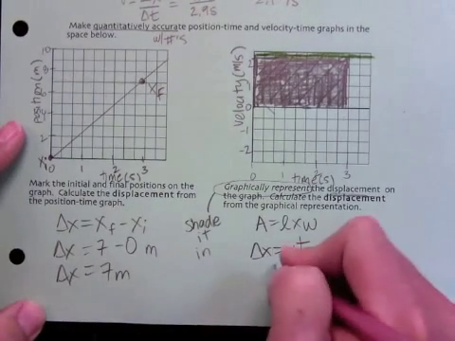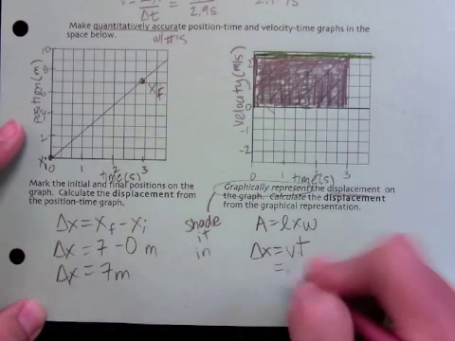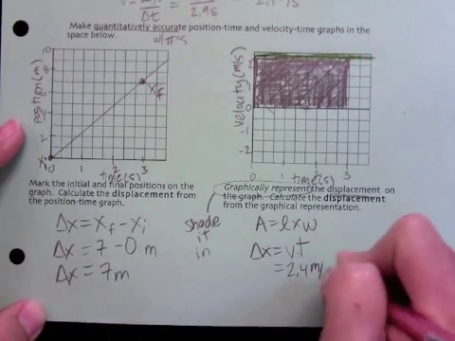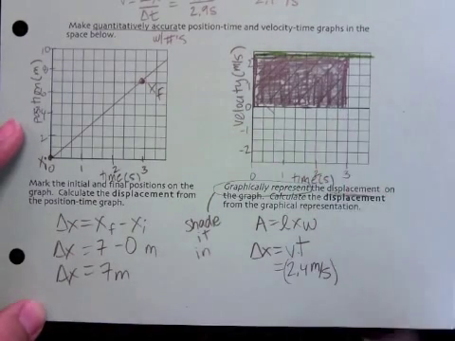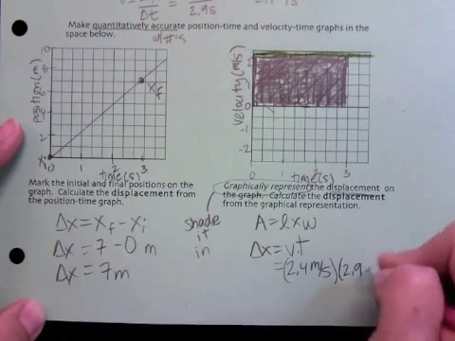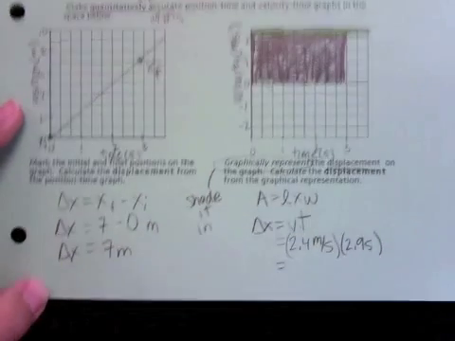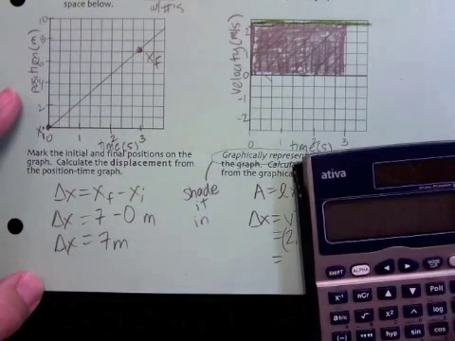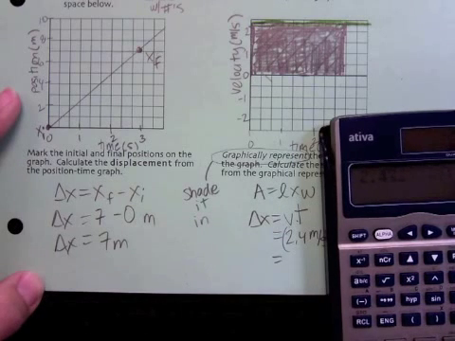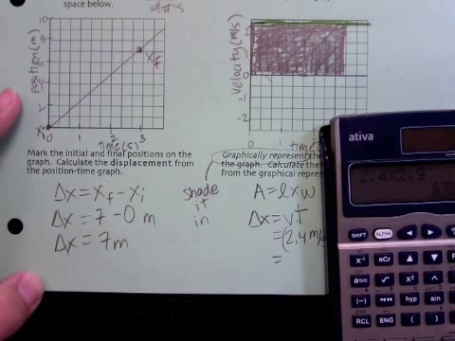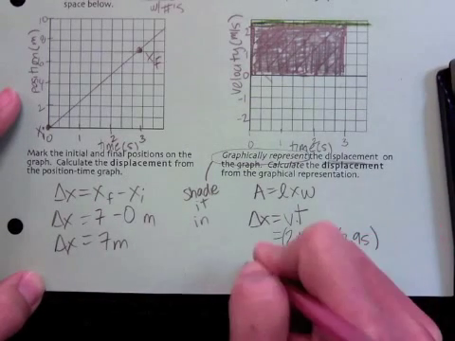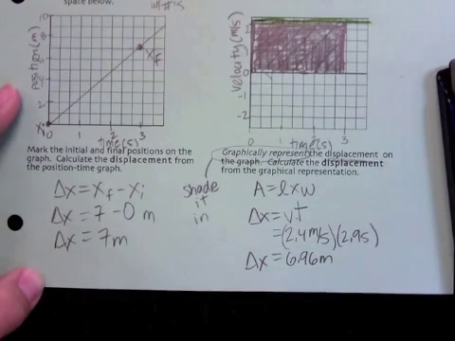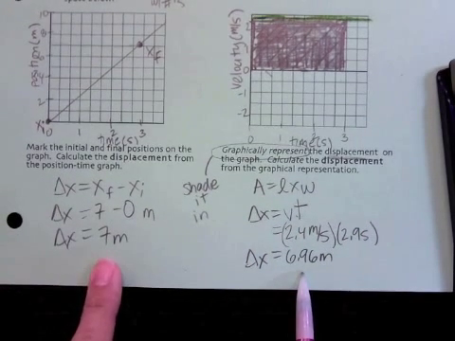So if I want to know about the displacement, I take my velocity, which was 2.4 meters per second, and I multiply it by the length of time that he traveled for, 2.9 seconds. I multiply those two numbers out, 2.4 times 2.9 equals, and I get 6.96 meters.